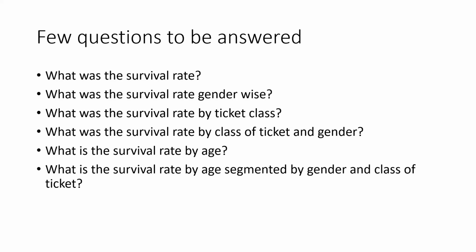And age-wise, I want to see if young people were saved or old were saved, because maybe old people have more money generally. So again, were the rich people saved, or what happened? What did happen on that day, that night especially? What is the survival rate by age, segmented by gender and class? And again, I want to see by age, by gender, and by class, all 3 things together, what happened on that day, right? So let us see.